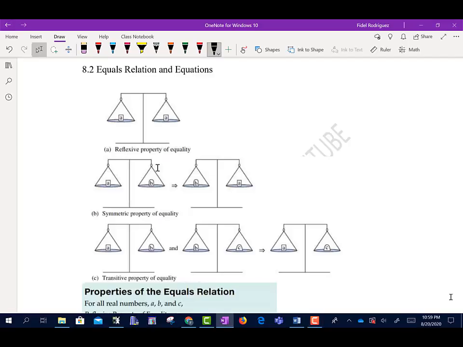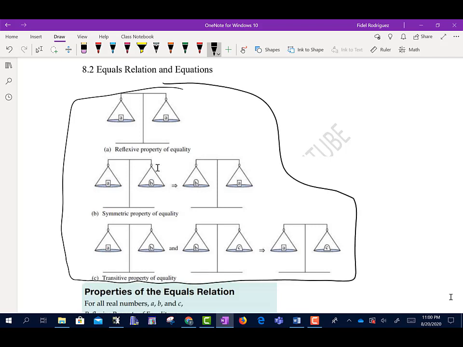All right, so section 8.2 talks about equals, relations, and equations. What I have here on this page is the properties of equality. There's something called the reflexive property of equality, and it just says the number A is equal to the number A, right? So 3 equals 3, negative 8 equals negative 8, x equals x.